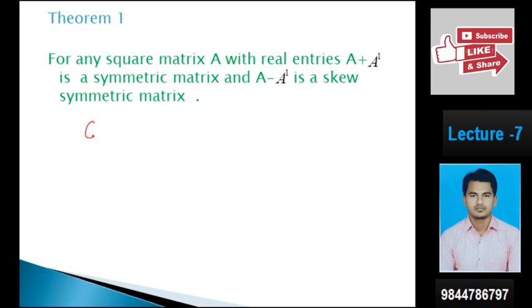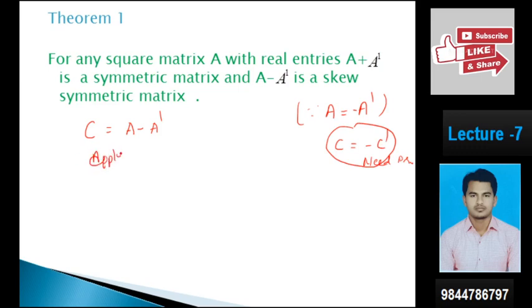Similarly, you take C is equal to A minus A dash. Next I need to prove that A minus A dash is skew symmetric. I told you the condition of skew symmetric: A equal to minus A transpose. This is my condition of skew symmetric. If C is a matrix, I need to prove that C equal to minus C dash. I need to prove this statement.